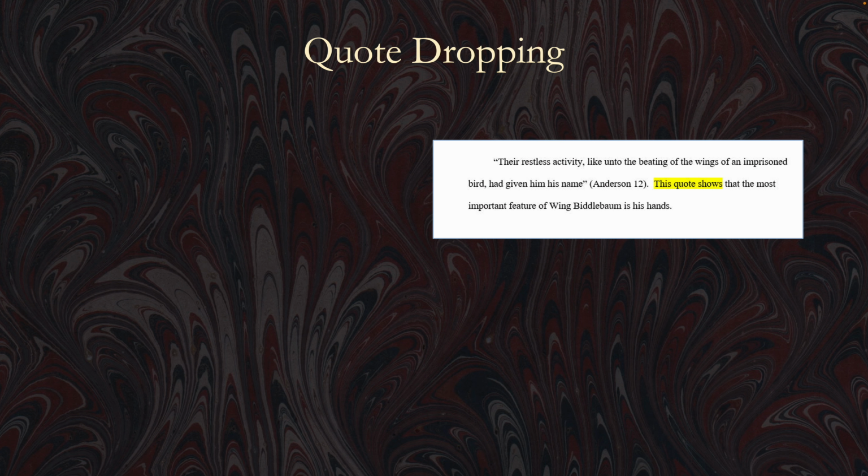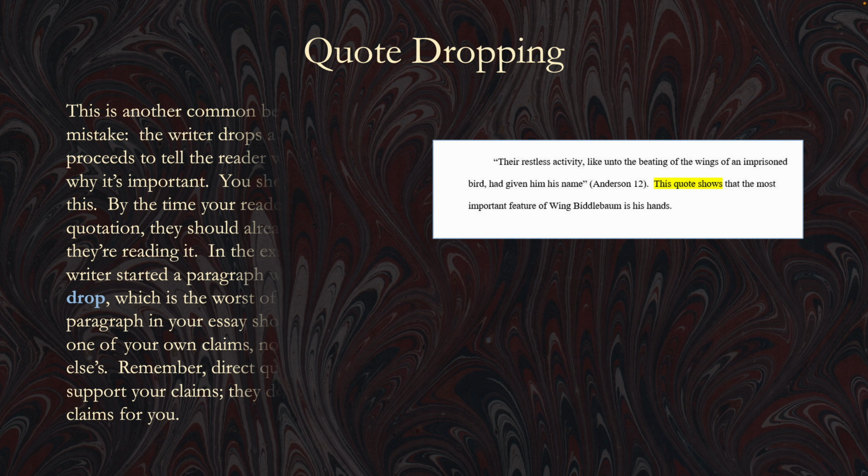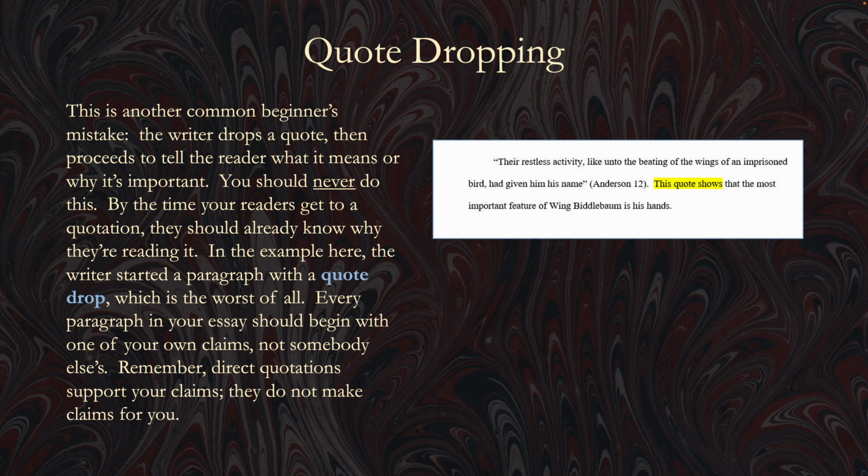Here's the last example. This is pretty common, something like this. The writer drops a quote and then proceeds to tell the reader what the quote means, or why the quote is important. You should never do this. By the time your readers get to a quotation, they should already know why they're reading it. So in the example here, the writer started a paragraph with a quote drop, which is the worst of all. Starting a paragraph with a quote is never a good idea.